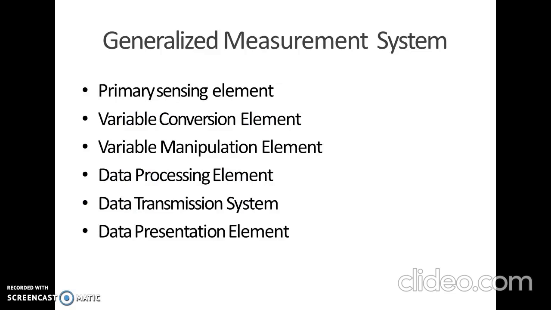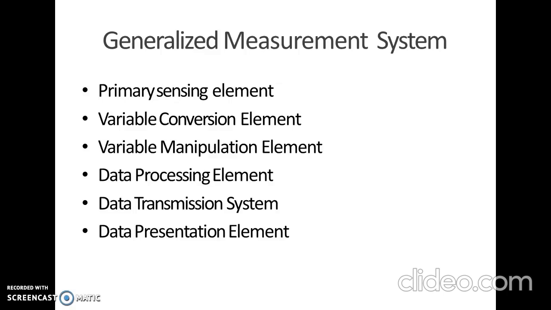Number 3, variable manipulation element. The variable manipulation element manipulates and amplifies the output of the variable conversion element. It also removes noise in the signal. Number 4, data processing element. The data processing element is used to process the data signal received from the variable manipulation element and produce suitable output. And also, the data processing element may be used to compare the measured value with the standard value to produce required output.